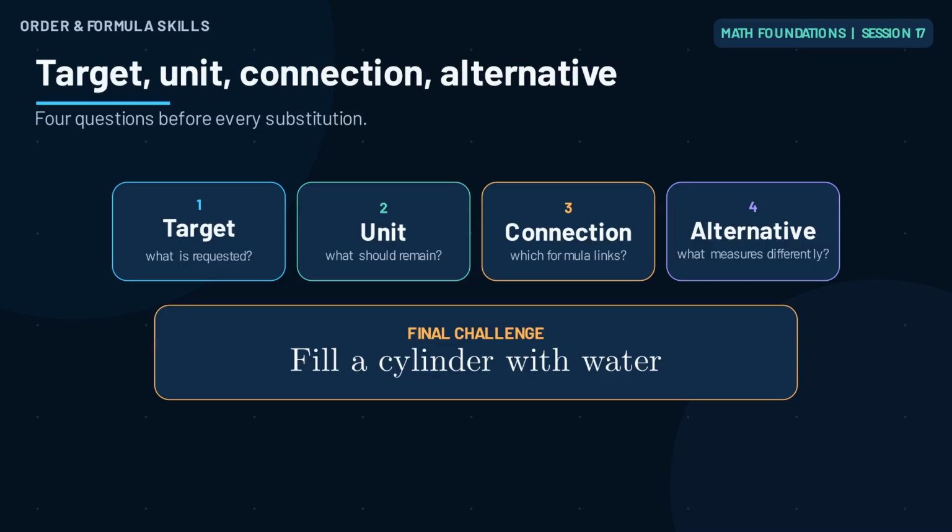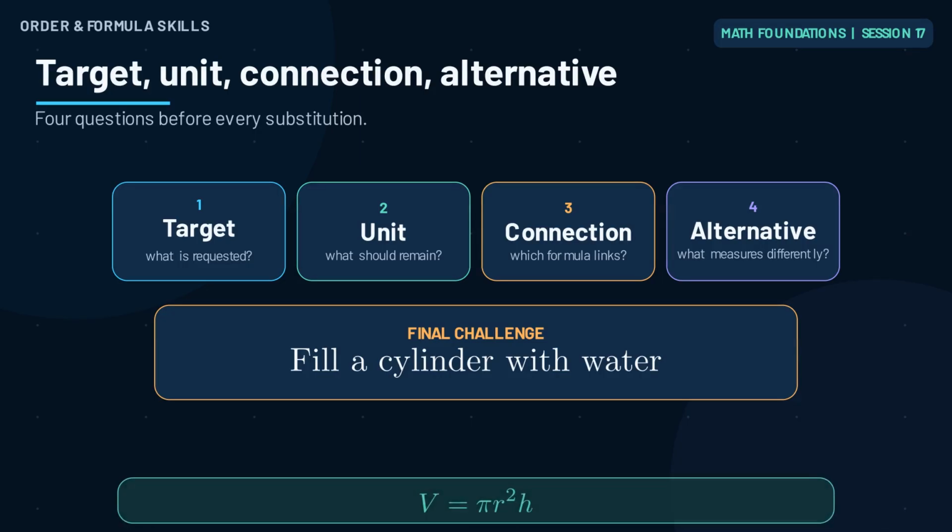Challenge: a cylinder is being filled with water. Should you choose circumference, surface area, or volume? Filled space means the interior, and the expected unit is cubic. Choose cylinder volume, pi radius squared times height. Context states the meaning, units verify it, and the formula completes the model.